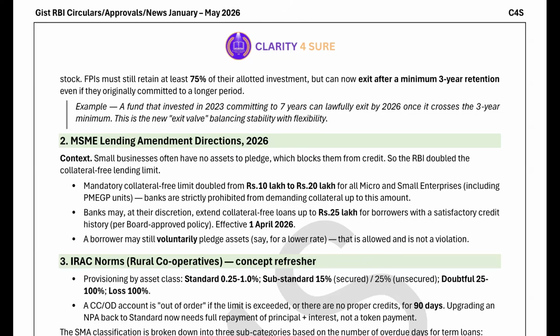Now, second, it is MSME Lending Amendment Direction 2026. The context, please have a look. The context is telling small businesses often have no asset to pledge, which blocks them from credit. So the RBI has doubled the collateral free lending limit.